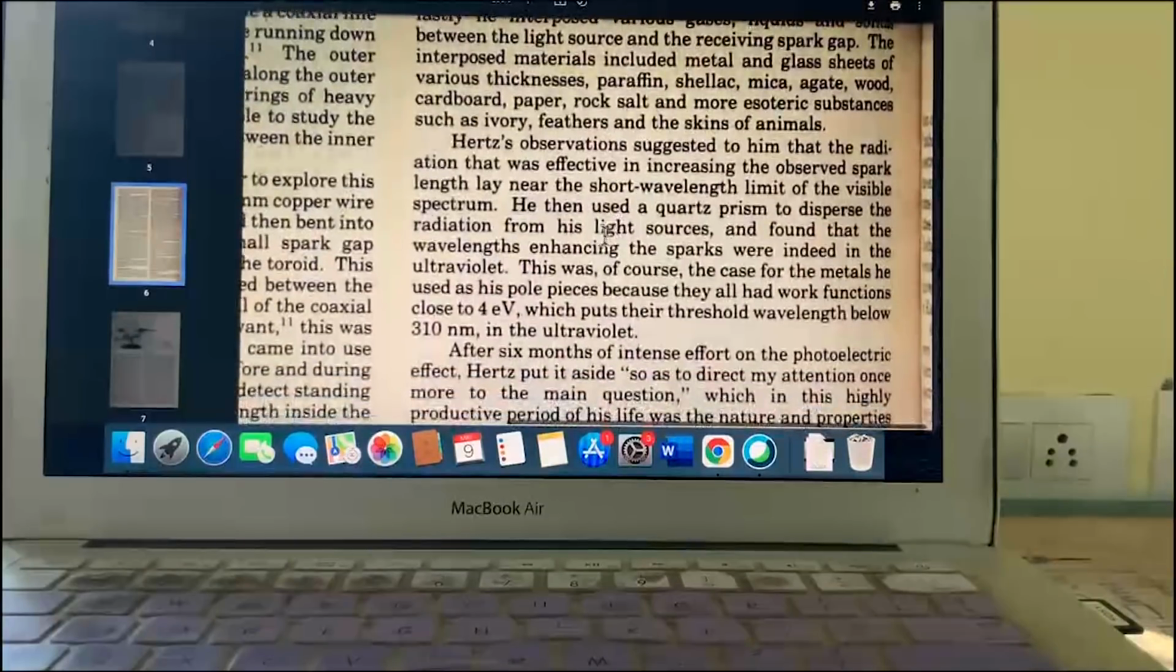Okay, and then he further justifies that he used a quartz prism to disperse the radiation from his light sources. At that time we did not have monochromatic lasers. So after dispersing it with those kinds of prisms, the shorter wavelength component was found to enhance the sparks very well. That is how he did all those experiments.